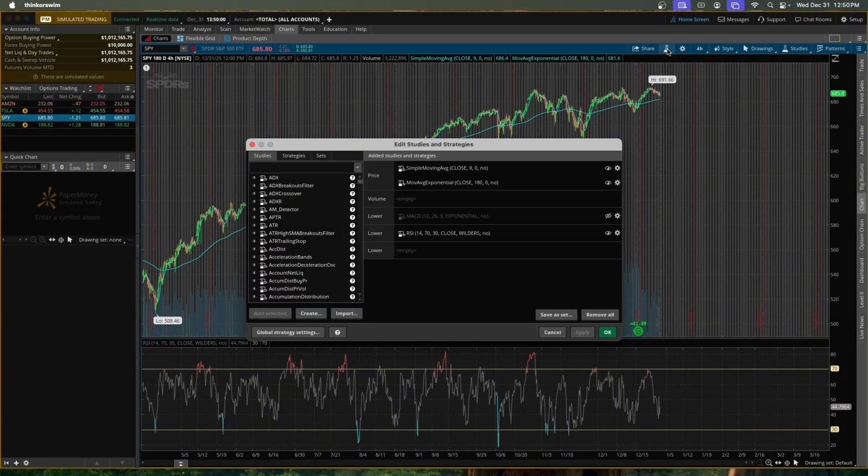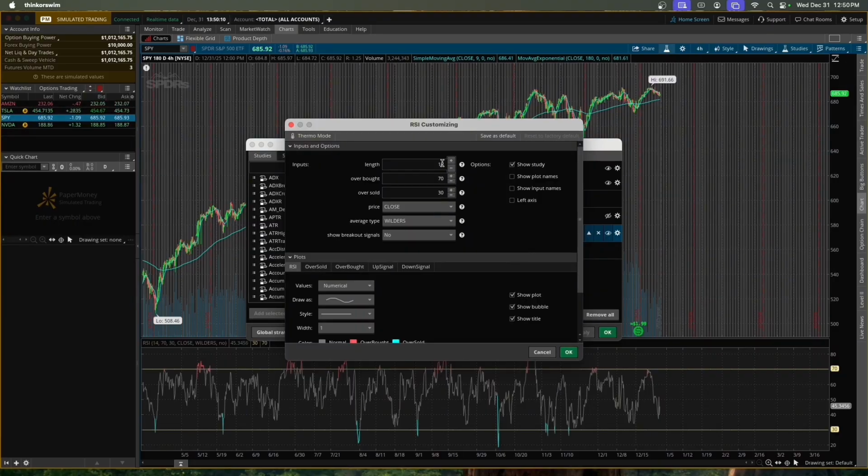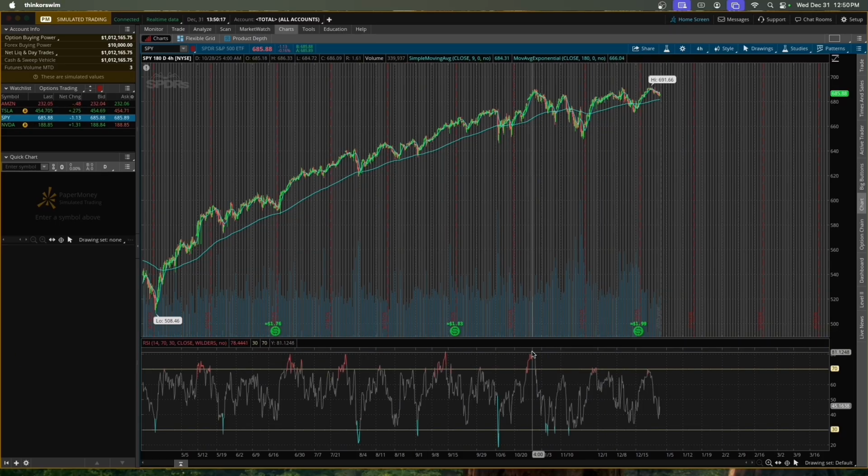You can get this by going to indicators, searching up RSI, and then just adding it over here. I usually do 14, 70, 30. These are my settings for it. So length is 14, overbought 70, oversold 30. Okay, so those are my settings for my RSI.